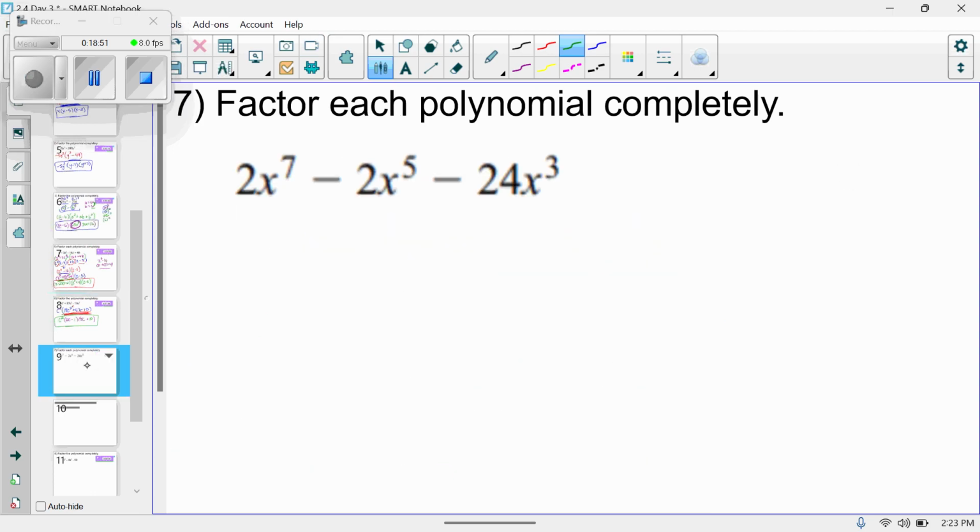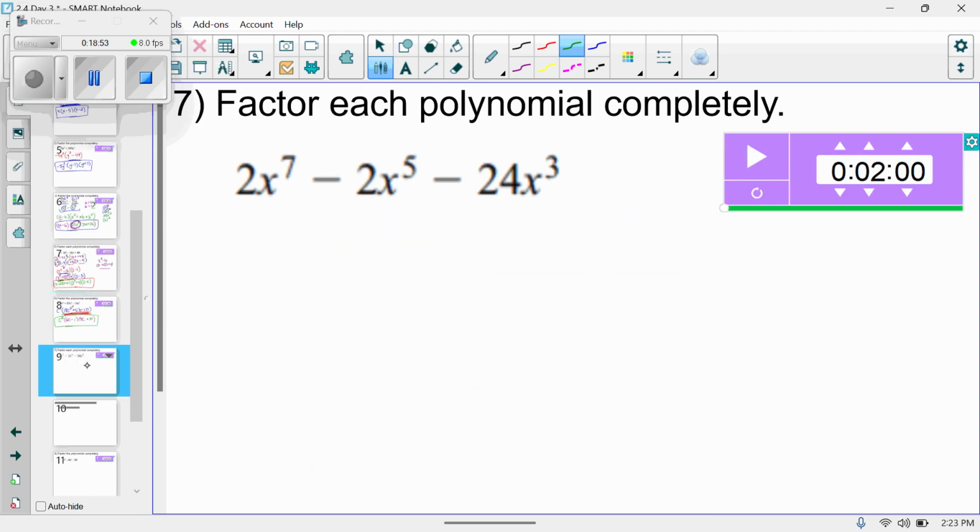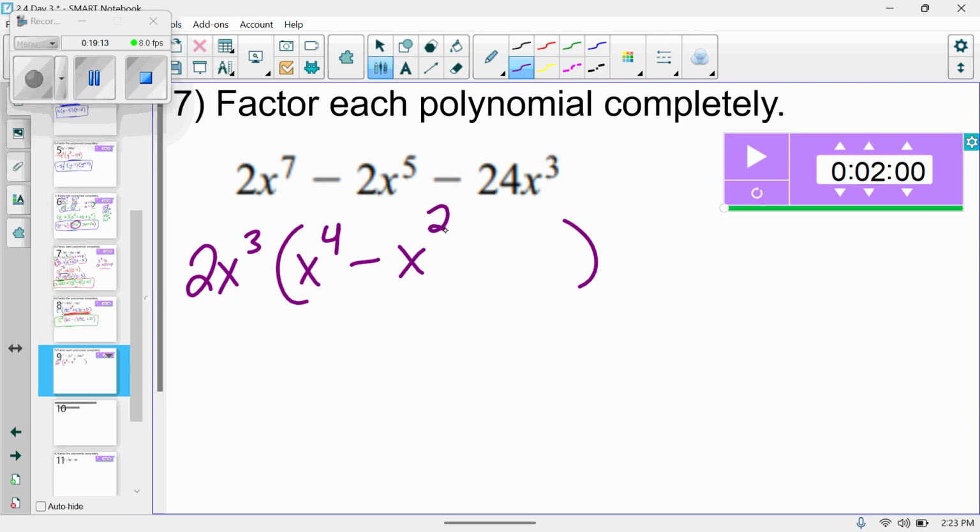Okay. This one we're going to kind of do together just because we didn't get to do very many of these yesterday. Step 1 is always the same. Check for a common factor. It's going to be 2x to the third. So let's write what would be left inside if we factor out 2x to the third. This would become x to the fourth minus x squared minus 12. Everybody good on that part?